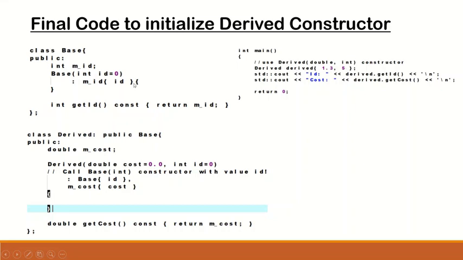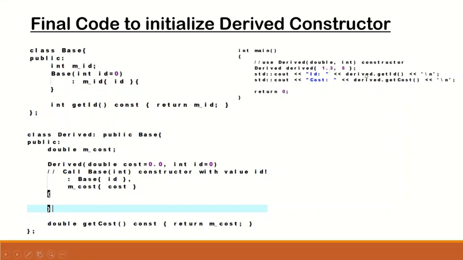After that, control will come back to the derived class constructor initializer list, and m_cost of the derived class will get the value 1.3, which we have passed from the main method. Okay, so what will happen in this case? Let's see the next part of the code.